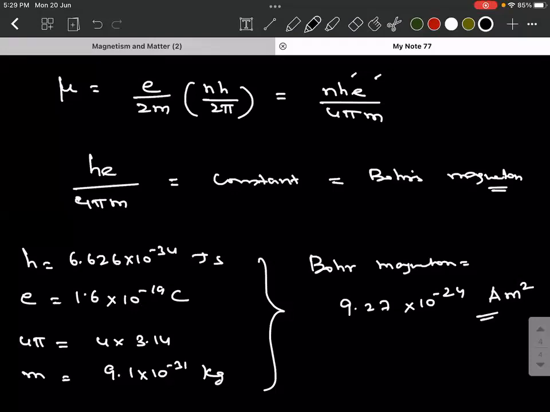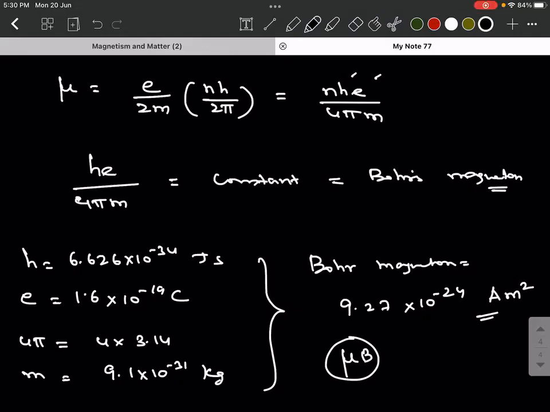Is that clear, guys? So this is the first derivation that we need to understand. Bohr magneton, generally they write it as mu B. But in your textbook, there is no symbol, that is why I didn't give a symbol. You just write it as Bohr magneton. That's it. I hope it is clear, right?